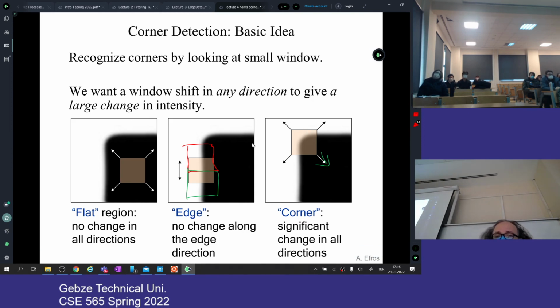So I will call these kinds of places corner positions, these kinds of places edge positions, and these kinds of places flat region positions. I am mostly interested in this part, okay? This guy named Harris defined an operator that can differentiate between these kinds of places. Given a window, it will tell you if it's flat, edge, or corner, and we are going to see how that is done.